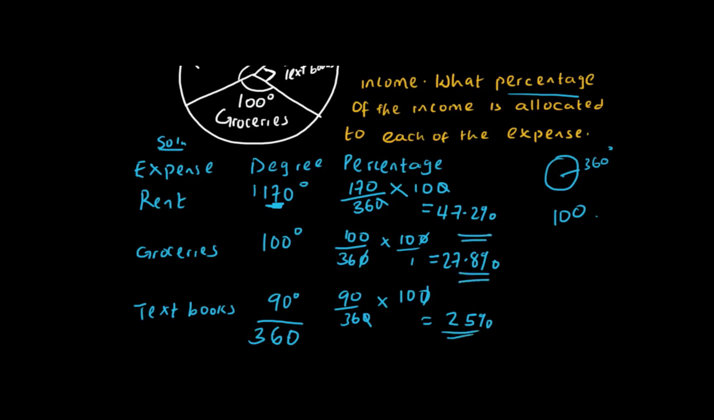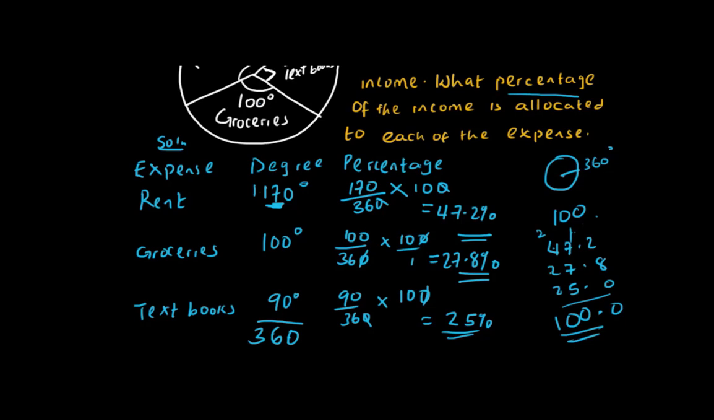And if we add all these up, it should give us approximately 100. Do you get it? Can we try that? So we have 47.2, 27.8, 25.0. 8 plus 2 is 10, 0 carry 1. 1 plus 7 is 8, 8 plus 7 is 15. 15 plus 5 is 20, so we have 0 carry 2. 2 plus 4 is 6, 6 plus 2 is 8, 8 plus 2 is 10. Can you see? So do you now understand how to convert from degrees to percentages?